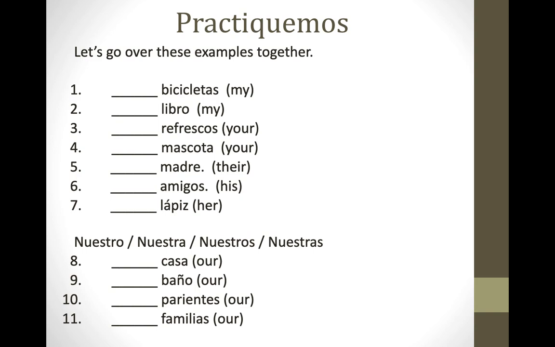Parientes, right? Relatives. That is plural. And it's also masculine because you would assume that relatives, there would be at least one male in the group. So we would go with nuestros. And then the last one, our families, would be nuestras familias, because not only is families plural, but it is feminine.